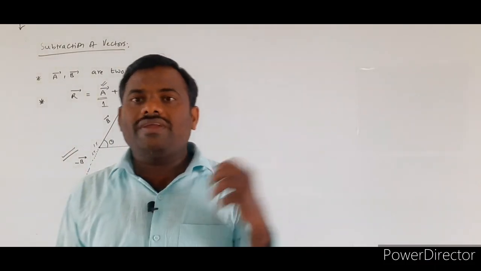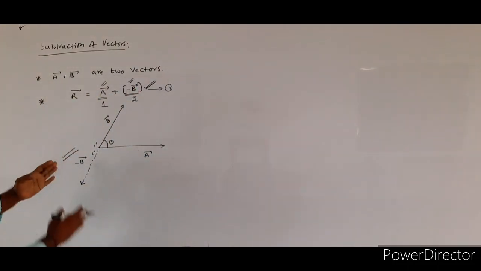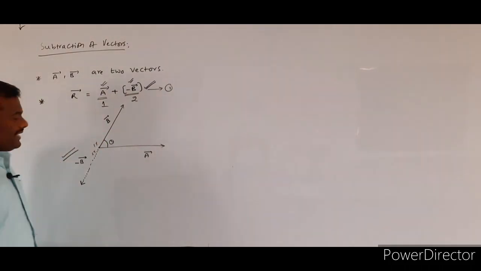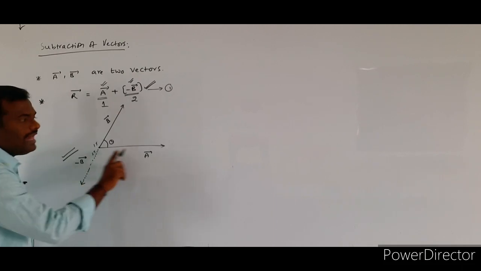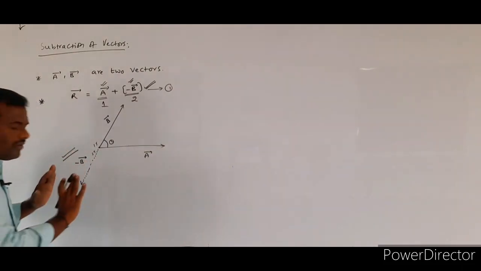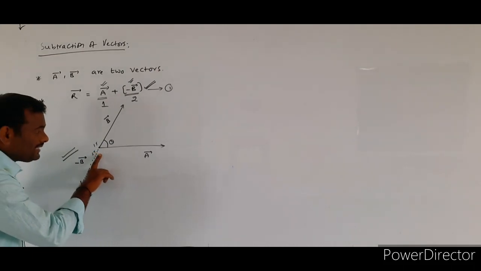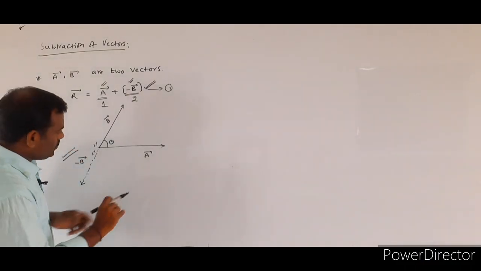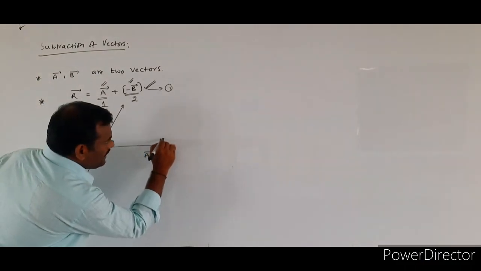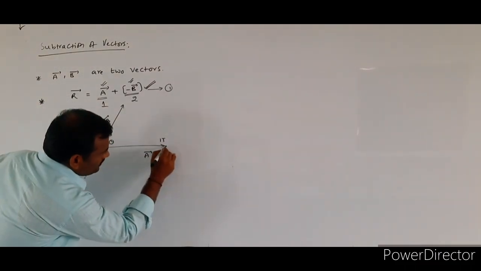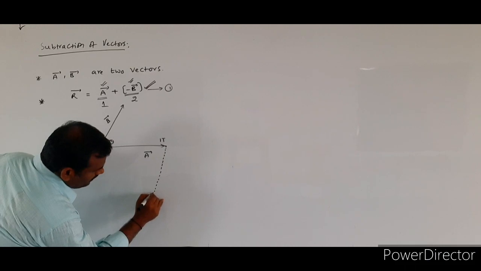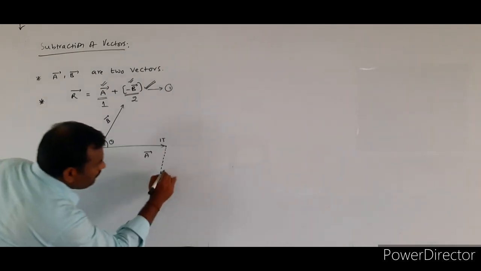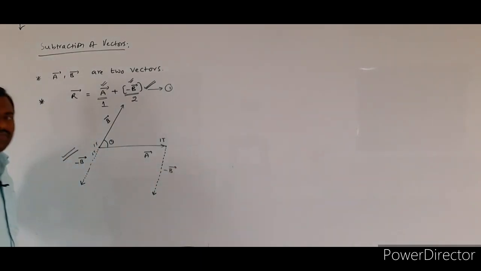For addition of these two given vectors, what do we have to do? I just displace the minus B bar vector, again without changing its magnitude as well as its direction. So this point indicates the tail of the first vector. From this point, the vector minus B bar will be drawn without changing its magnitude as well as its direction.